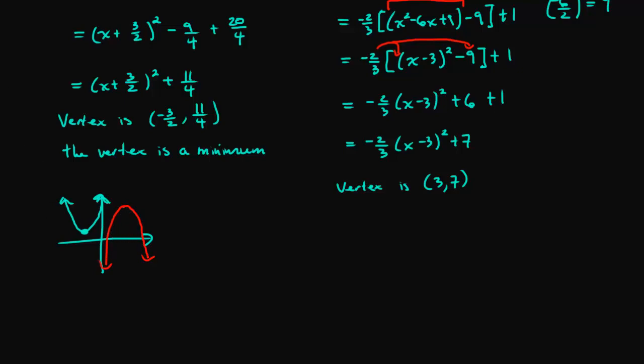So this is going to have a maximum. So the vertex is a maximum, and that's because a is less than 0. And here again, we could have said that a is greater than 0, so the vertex is a minimum.